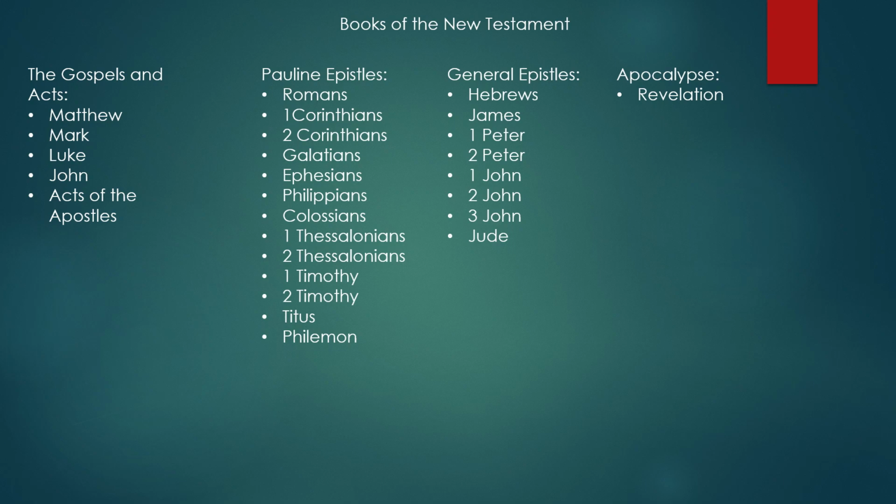Then finally, the book of Revelation ends the arrangement. And logically it fits because it relates the climax of God's redemptive plan of saving the universe. So it's a fitting end to the arrangement.